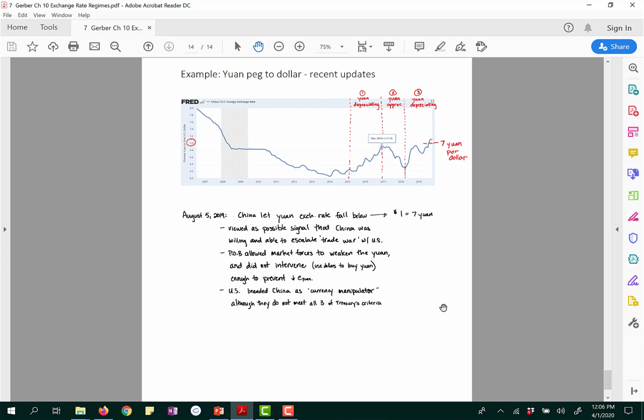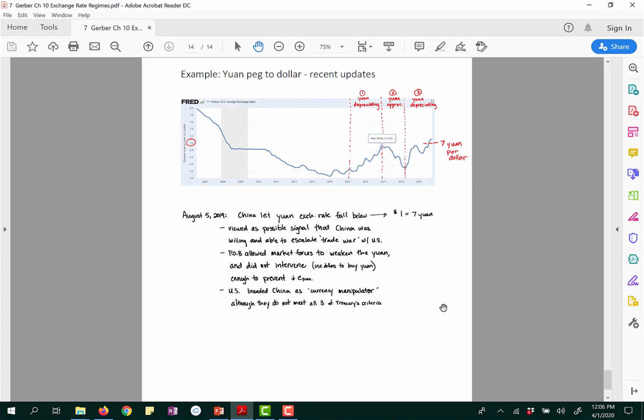And here's the reason why. When the United States puts tariffs on Chinese goods, it makes those goods more expensive to people in the United States. But if the Chinese currency depreciates, it can offset that. So for example, a 10% tariff can be offset by a 10% depreciation. It removes the extra cost of the good.